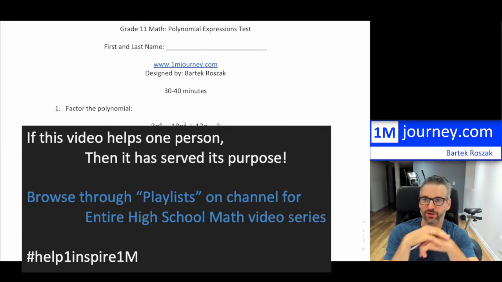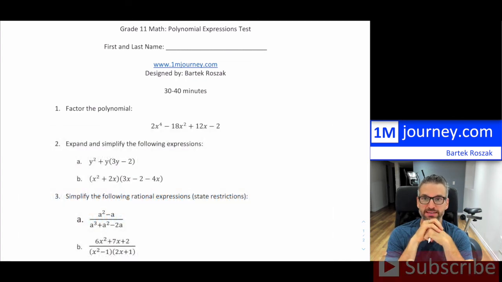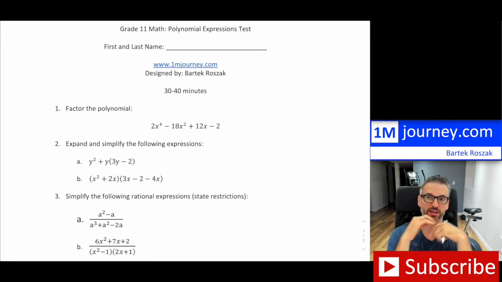All right, so howdy. This is, I guess, the common end of a particular section. So here's the kind of mini test that I created for these polynomial expressions. It's kind of meant for grade 11, I guess, when you're starting to study functions.